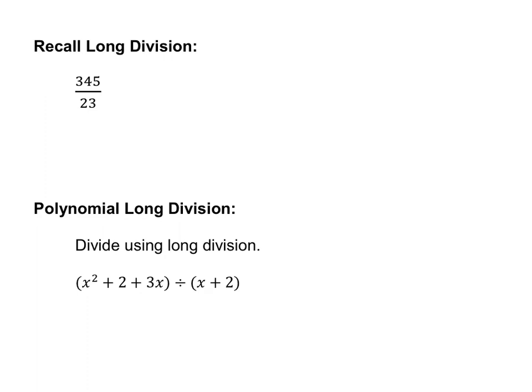All right, I hope you are excited to learn how to do long division with polynomials. But first, let's see if we can remember how to do long division with just regular numbers, regular integers. So here's a division problem. If we're going to do long division, we set it up with 345 being divided by 23. Remember, 345 goes underneath the division symbol, and then the 23 goes outside.